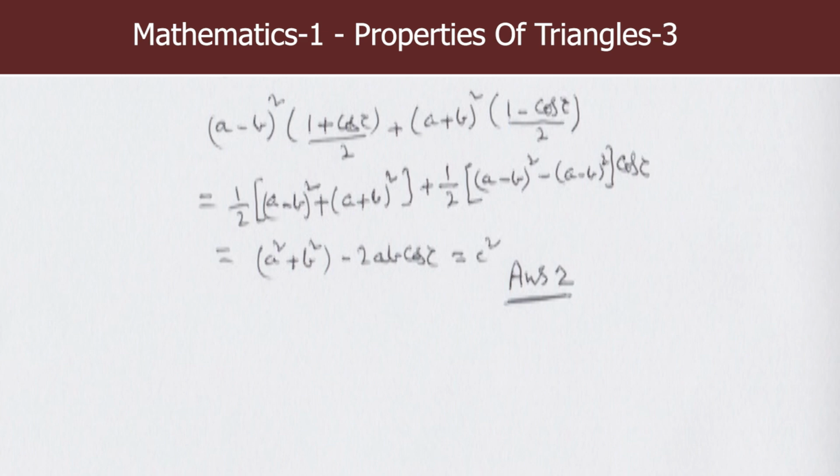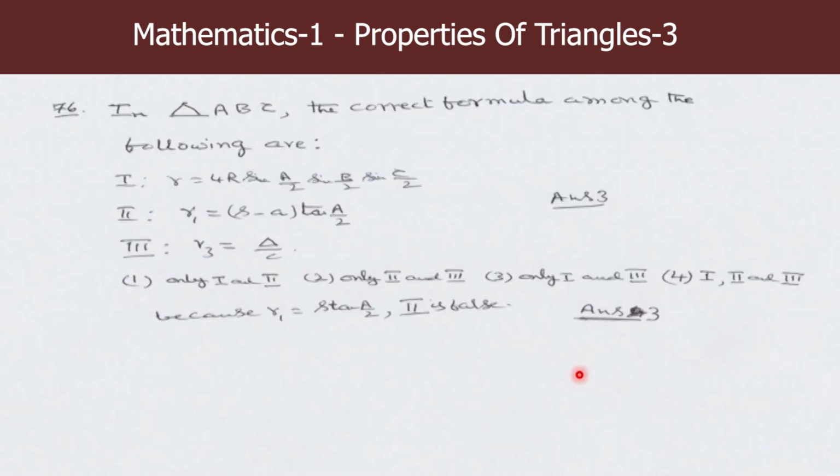So that is equal to half of (a minus b) whole square plus (a plus b) whole square, plus half of (a minus b) whole square minus (a plus b) whole square into cos C. So this is a square plus b square, because plus 2ab minus 2ab will cancel, minus 2ab cos C. That is a square plus b square minus 2ab cos C, which by cosine rule is nothing but c square. Namely, the answer is option number 2.